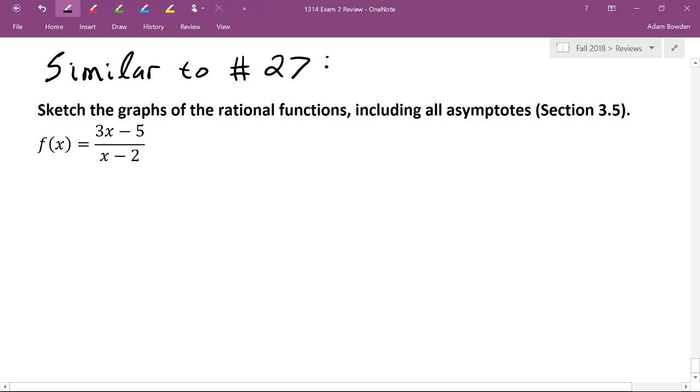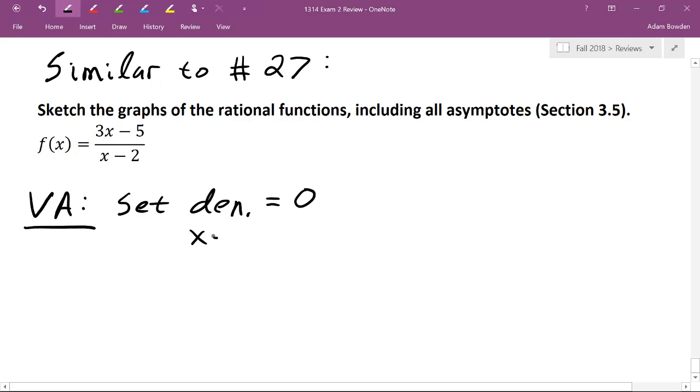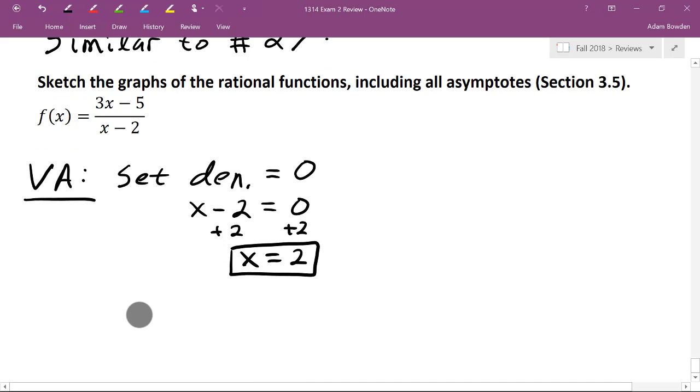Similar to number 27 on the review, we're going to sketch the graph of the rational function including all the asymptotes. Okay, we'll start off by finding the vertical asymptote, VA. And again, to do that, we're going to set the denominator equal to 0. So x minus 2 equals 0. Add the 2 over, x equals 2 would be our vertical asymptote.